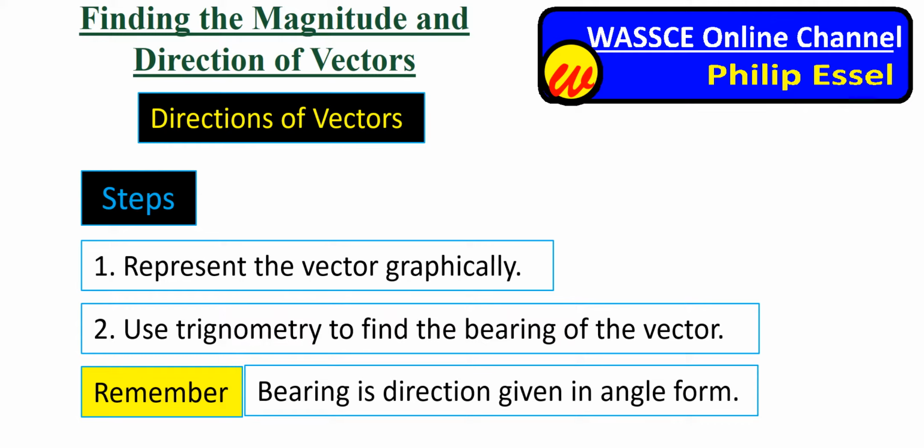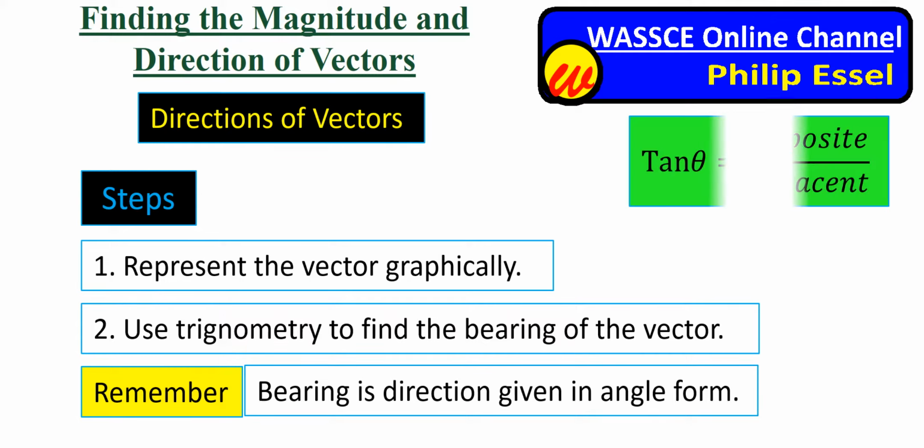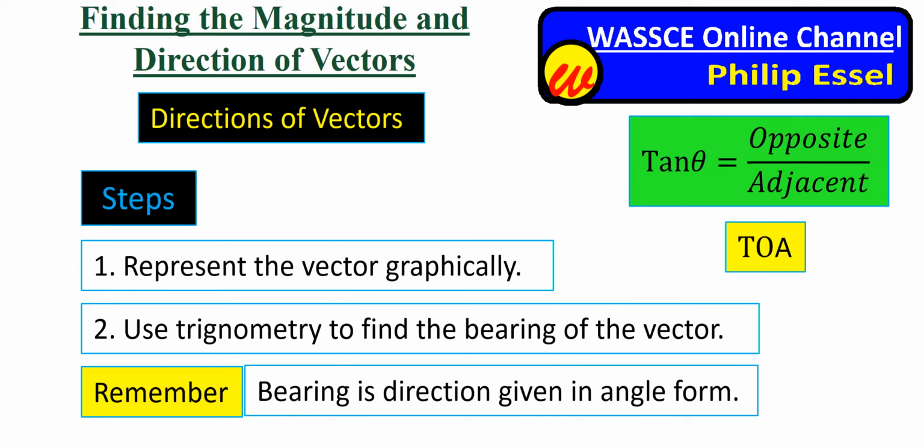which is given by tan theta equals opposite over adjacent. The acronym to help us remember this tangent rule is TOA. The T stands for tan theta, the O stands for opposite, and the A stands for adjacent. Let's look at some examples.